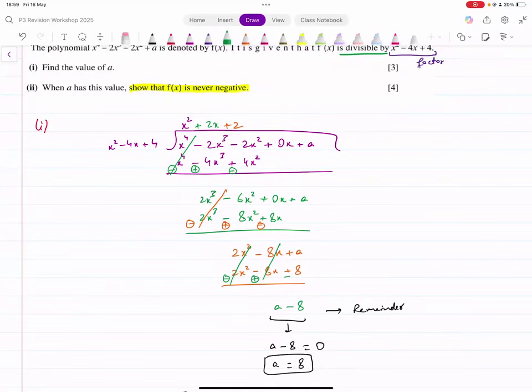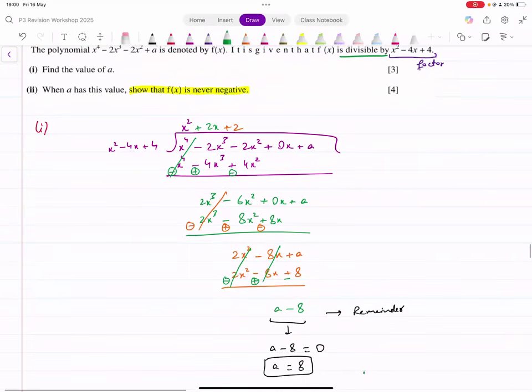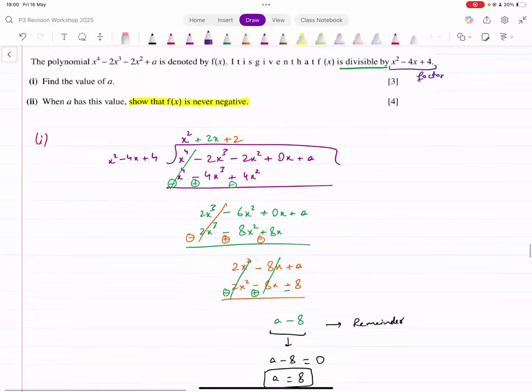And then we say, since it's a factor, that remainder should be equal to 0. And the value of a that we get from that is 8. So a equals 8 from this. All right. Now the first part is straightforward. Just remember that we'll have to use the long division process here. Remainder theorem cannot be used.